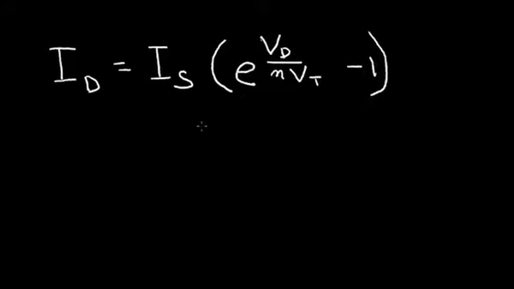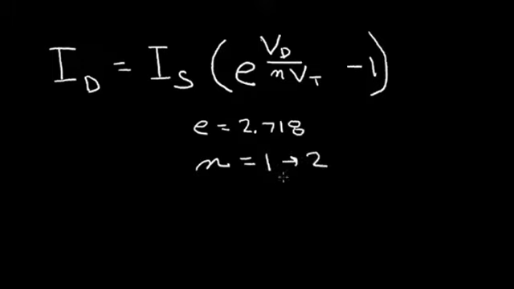Now recall that E is the base of the natural logarithm, so E is equal to about 2.718. Now, the N term is between 1 and 2. It's called the quality factor. There are other names for it, but for our typical silicon diode, I think N usually comes out a little closer to 1.